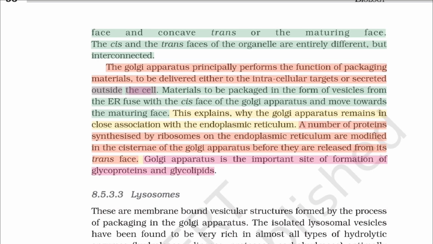The Golgi apparatus principally performs the function of packaging materials to be delivered either to the intracellular targets or secreted outside the cell. Materials to be packaged in the form of vesicles from the ER fuse with the cis phase of the Golgi apparatus and move towards the maturing phase. This explains why the Golgi apparatus remains in close association with the endoplasmic reticulum. A number of proteins synthesized by ribosomes on the endoplasmic reticulum are modified in the cisternae of the Golgi apparatus before they are released from its trans phase. Golgi apparatus is the important site of formation of glycoproteins and glycolipids.